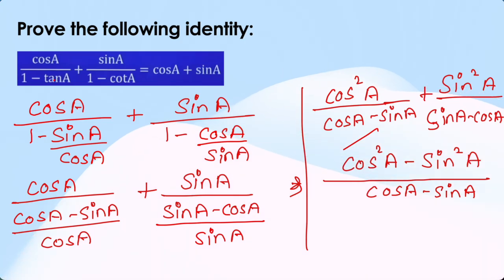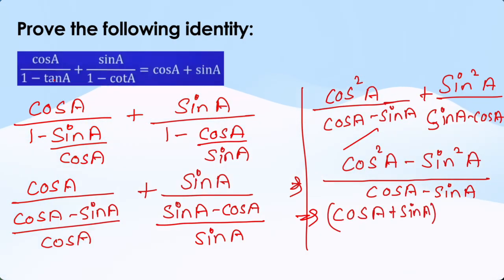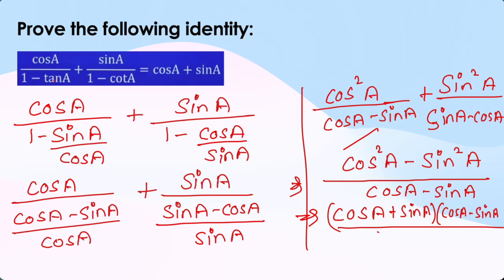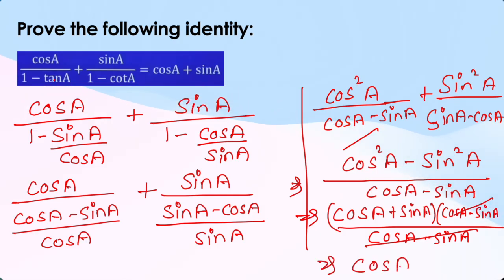Again, this is the identity a square minus b square. So I can write this as cos A plus sin A into cos A minus sin A, divided by cos A minus sin A. This will cancel out. What we have finally? Cos A plus sin A. And that is our RHS as well.